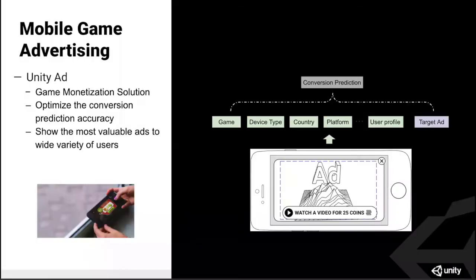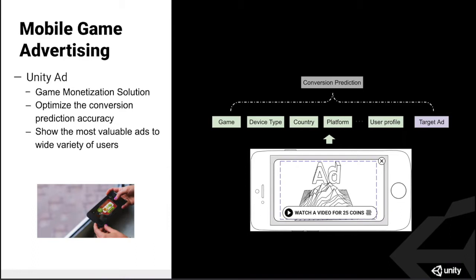Most people know about Unity as the game development engine, but Unity also provides a game monetization solution. One of our products is to select the most valuable ads to show to the users and to optimize the ads conversion rate and revenue. So optimizing the conversion prediction accuracy is an important machine learning problem for us.